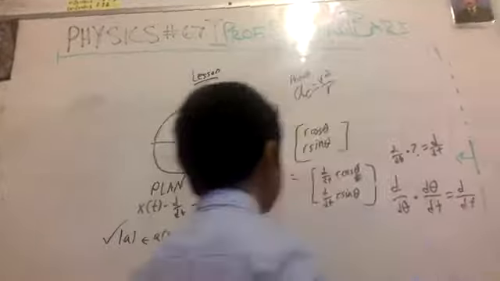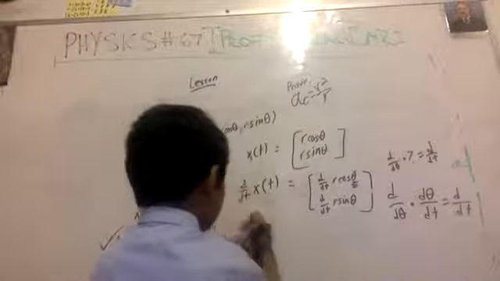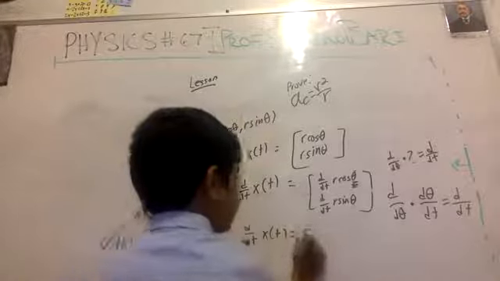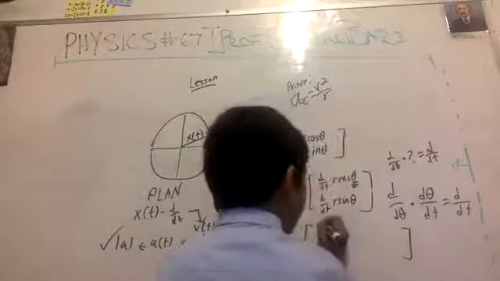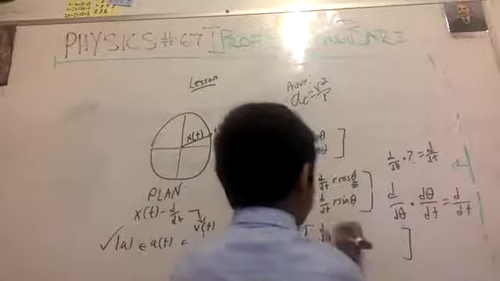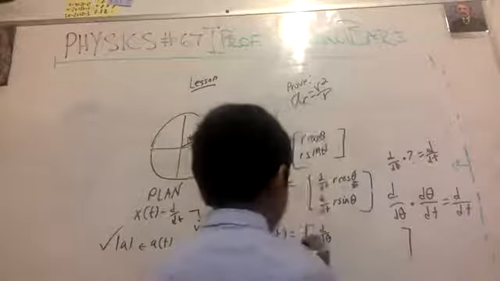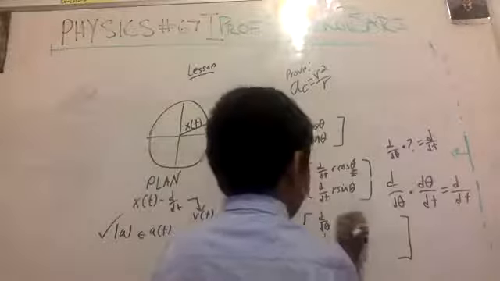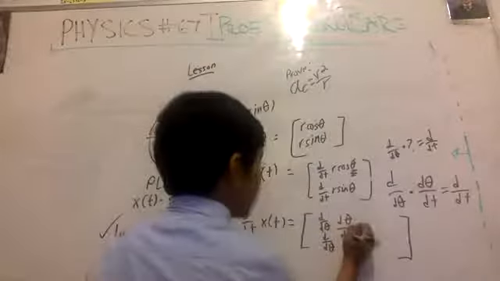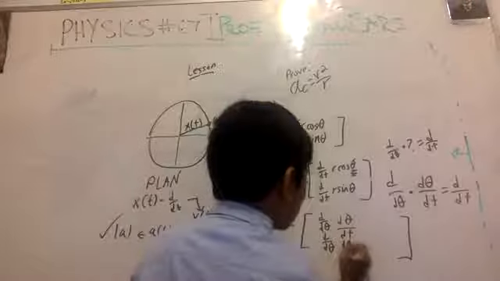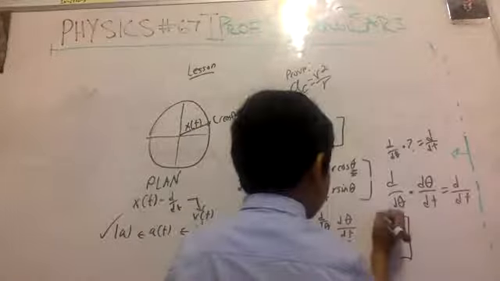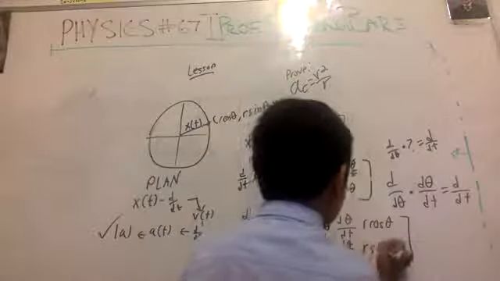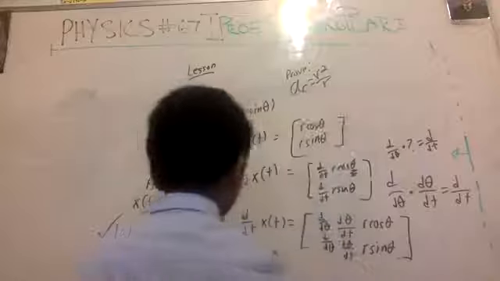Let me just change my view a little bit, and there we go. So that means d over dt of x of t would be equal to d over d theta times d theta over dt times r cosine theta, r sine theta, right? Yeah. Thank you for writing it so neatly and step by step.